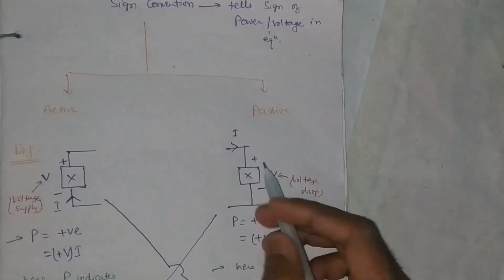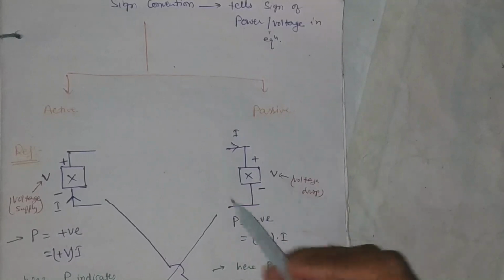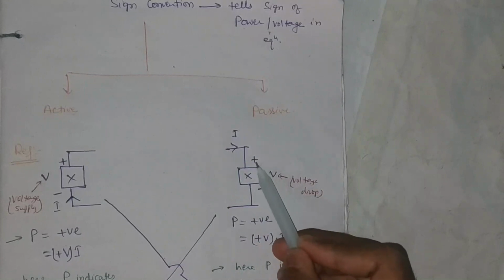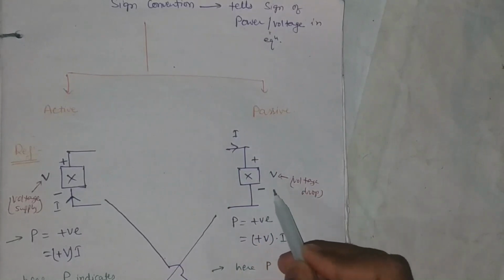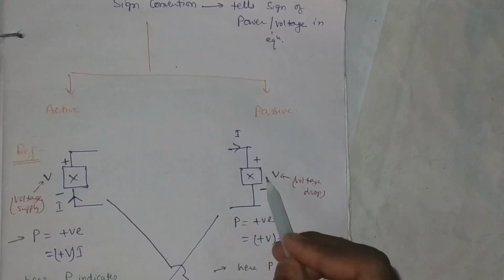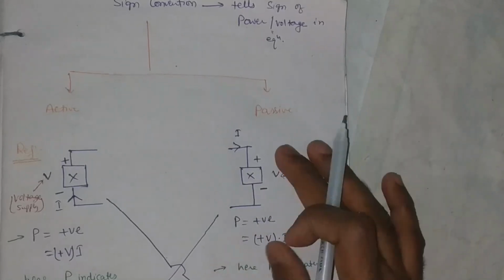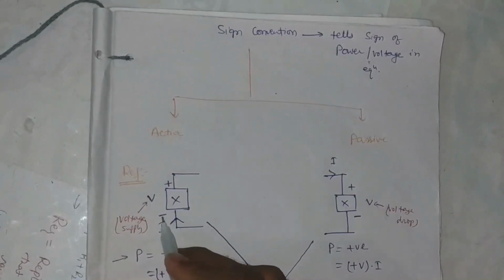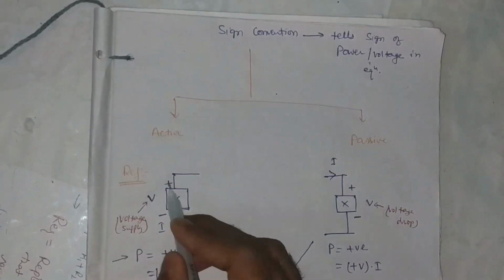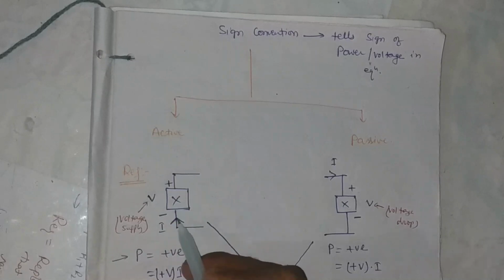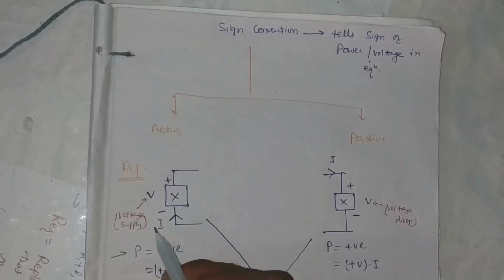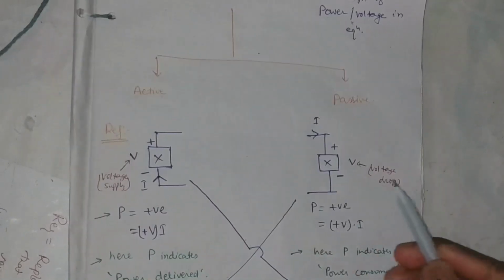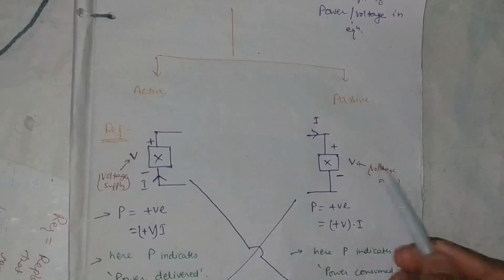In passive sign convention, if current enters from the positive end and exits from the negative end, then the power is said to be positive. This is passive sign convention. While in active sign convention, if current enters from the negative side and exits from the positive side, then power is said to be positive.